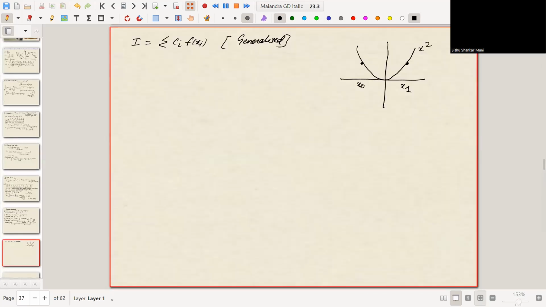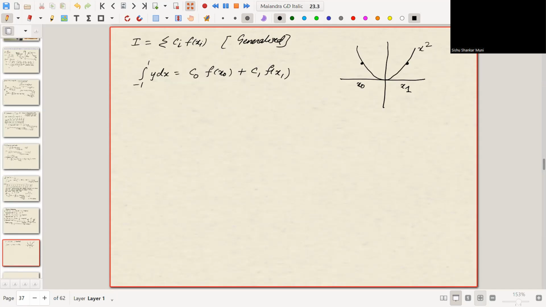So that means the integral from minus 1 to 1 of y dx is c naught f of x naught plus c1 f of x1. This is very similar to the trapezoidal rule, but a generalized version of it. Now we do an experiment. Our task would be to find C0, C1, X0, X1, for which our integral gives us the accurate result.